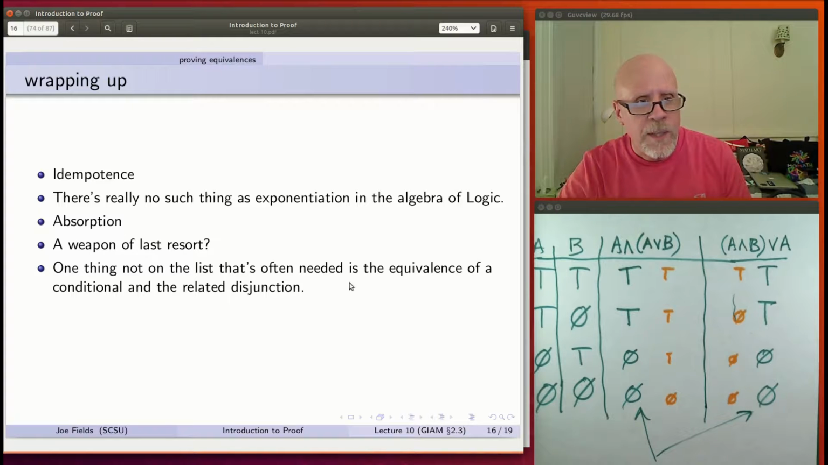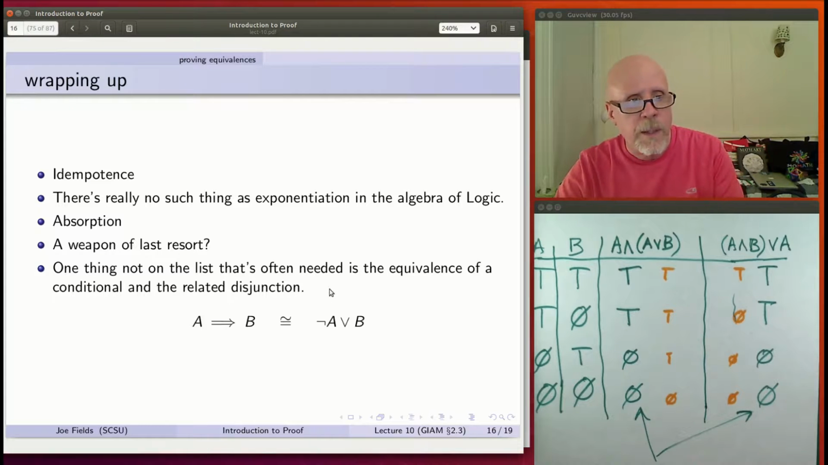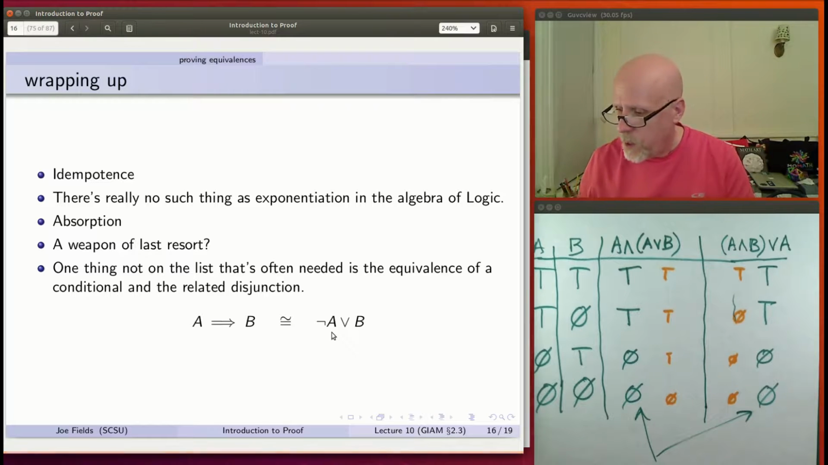But the one thing that's not on this list is the equivalence of a conditional and the related disjunction. I don't think of that as one of the basic equivalences, but it is something we know now, and so you can use it. A implies B can be replaced with not A or B if you need to. And it's not a bad way to see certain things.